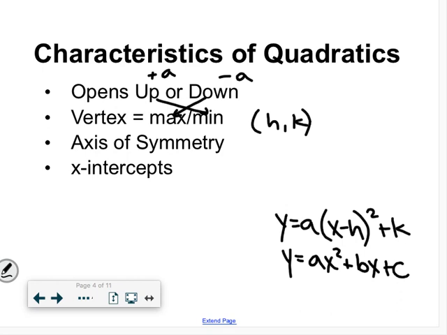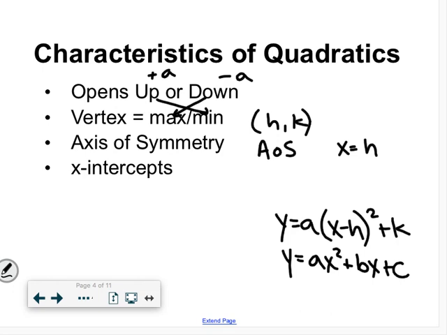Axis of symmetry, you guys came up with this, so nice job. I'm going to abbreviate that AOS. And then on your reflections on your test, some people talked about things they like or dislike, and I'm not surprised. I'm with you on this.